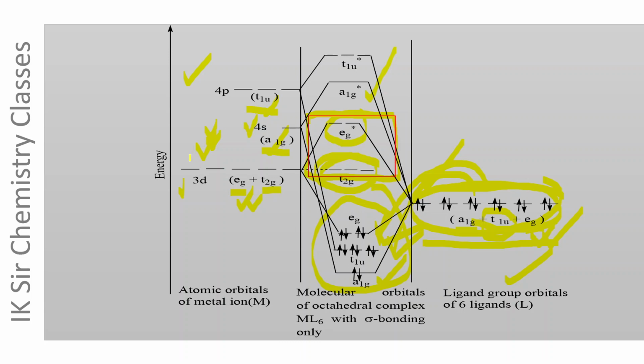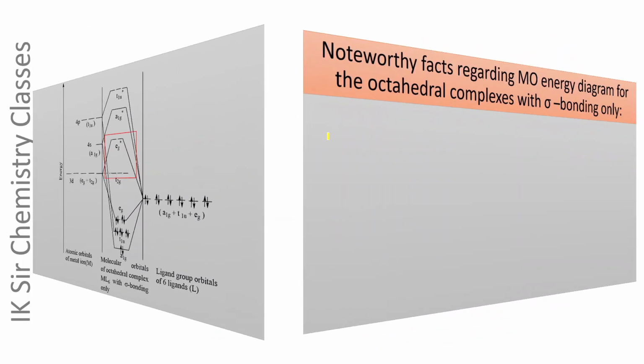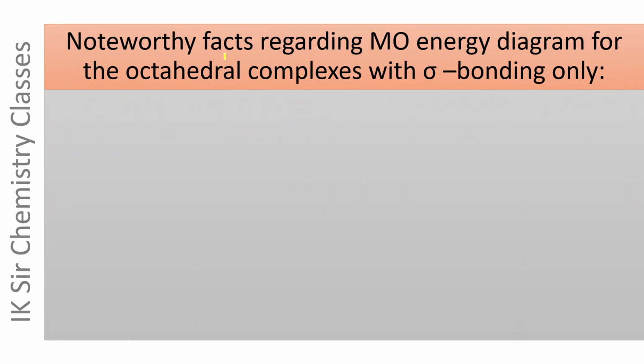The electrons of the central metal ion occupy t2g non-bonding and eg star MOs. Noteworthy facts regarding the molecular orbital energy level diagram for an octahedral complex with sigma bonding only.